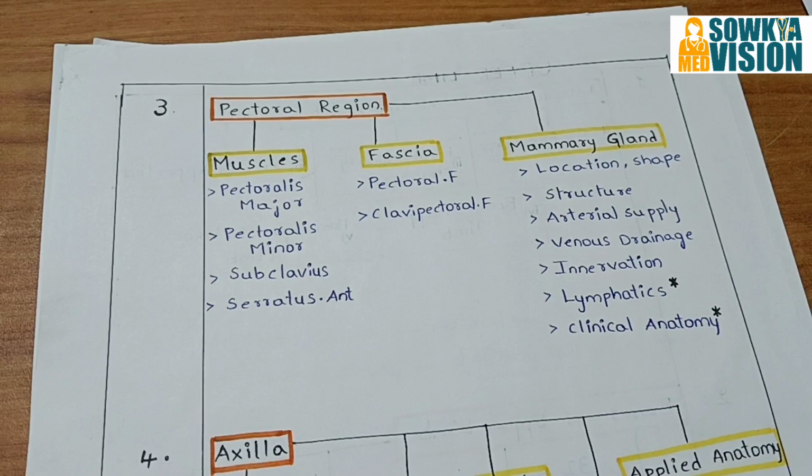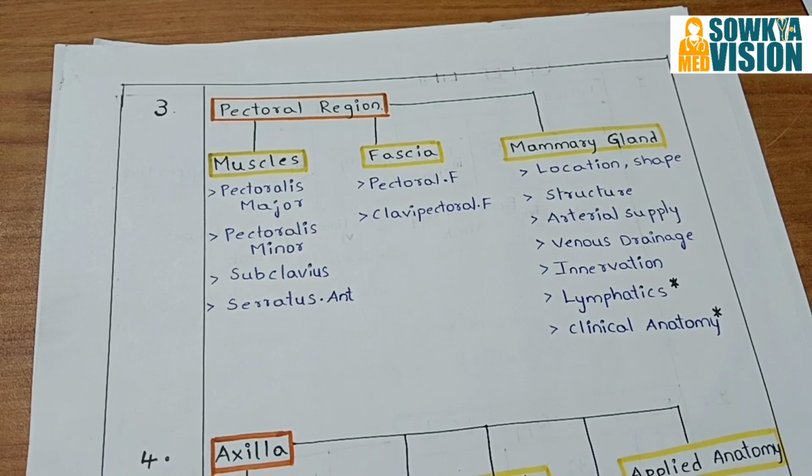Today in this lecture we are going to cover the mammary gland. In the previous class we completed the muscles of the pectoral region and the clavipectoral fascia of the pectoral region. Today we are going to cover the location, shape, and structure of the mammary gland. As it is a big topic, we are going to divide it into two parts, part 1 and part 2.